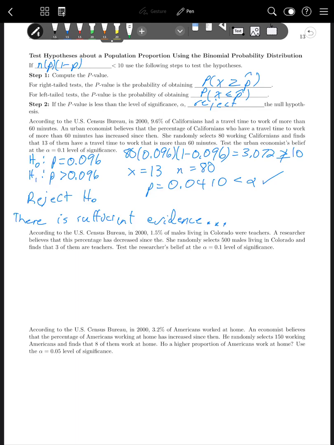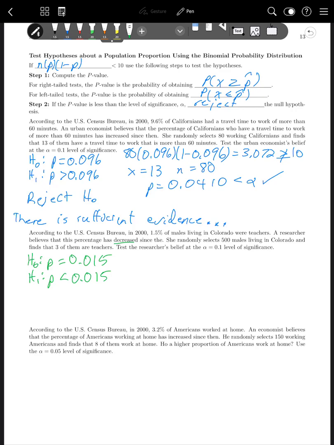Okay, so now that we've tried these, let's go ahead and go through these two together. So according to the U.S. Census Bureau in 2000, 1.5% of males living in Colorado were teachers. A researcher believes that this percentage has decreased since then. She randomly selects 500 males living in Colorado and finds that 3 of them are teachers. Test the researcher's belief at the alpha equals 0.1 level of significance. So H naught is that P equals 0.015, and H1 would be that P is less than 0.015 because the researcher thinks this has decreased, right, since then.